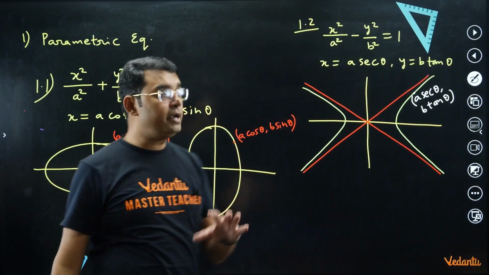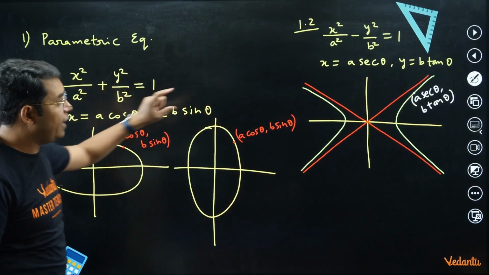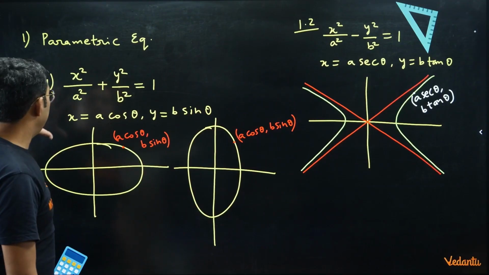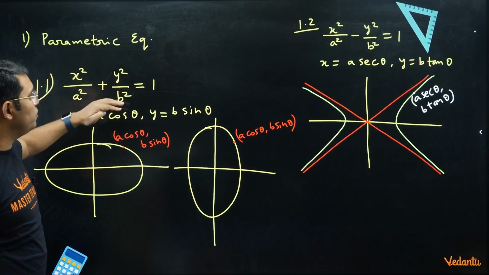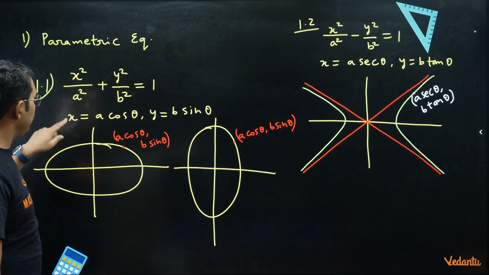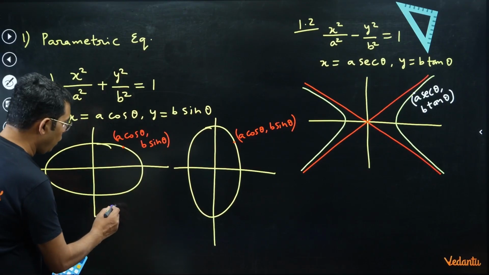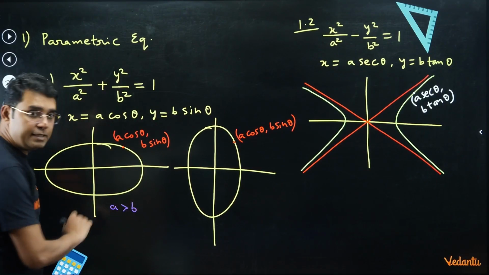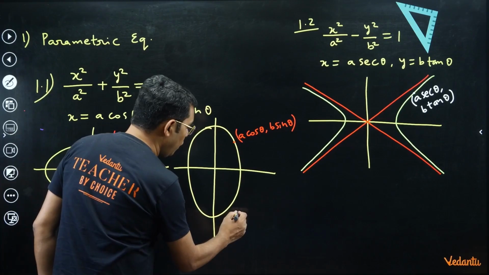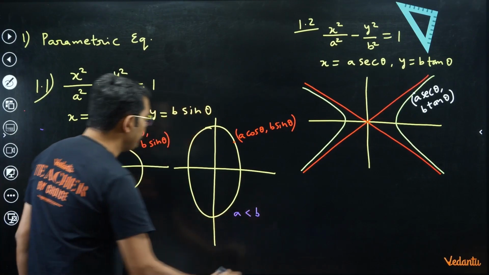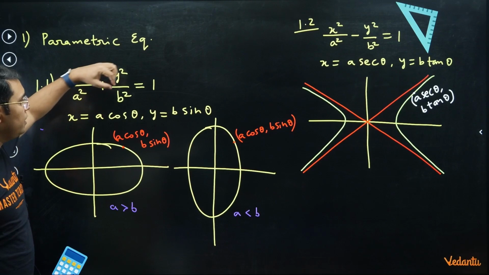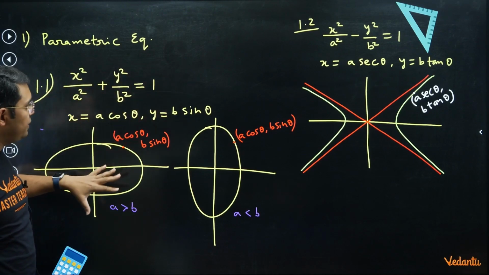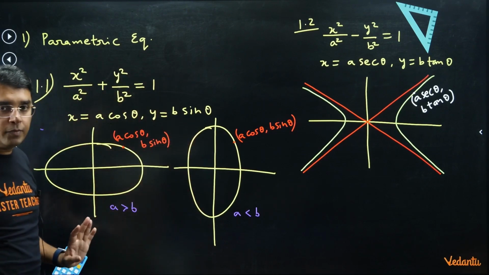Number one, the parametric equation for ellipse and then for hyperbola. Dear all, if you have the ellipse x square upon a square plus y square upon b square is equal to 1, whether a is greater than b or a is less than b, in both cases the parametric coordinates are given by x is equal to a cos theta, y is equal to b sin theta. You can check for both of them.